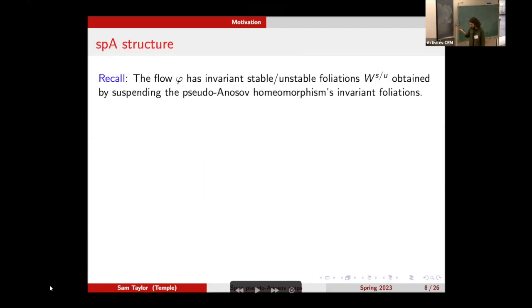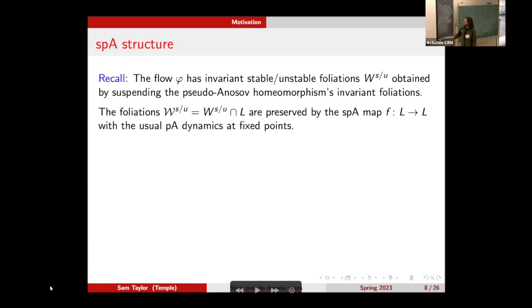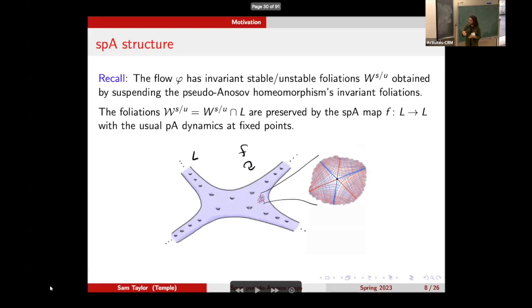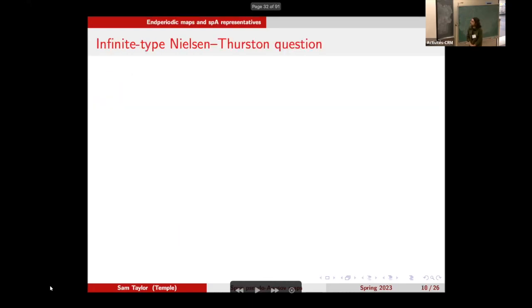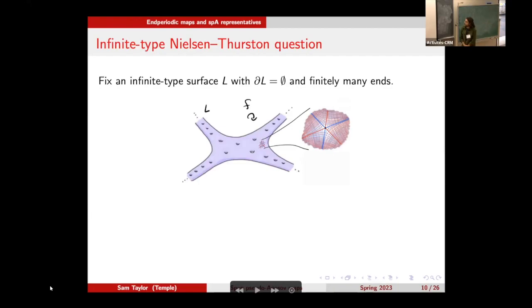So I said this before, right? Phi preserves these two foliations. It stretches along one and compresses along the other. And my surface L that I just constructed by spinning intersects those two foliations transversely. So this type of first return map, this type of spun pseudo-Anosov map, also has this property that I spoke about at the beginning, that there are these two transverse foliations, one of which is expanded and one of which is contracted along the map. Is that cool?